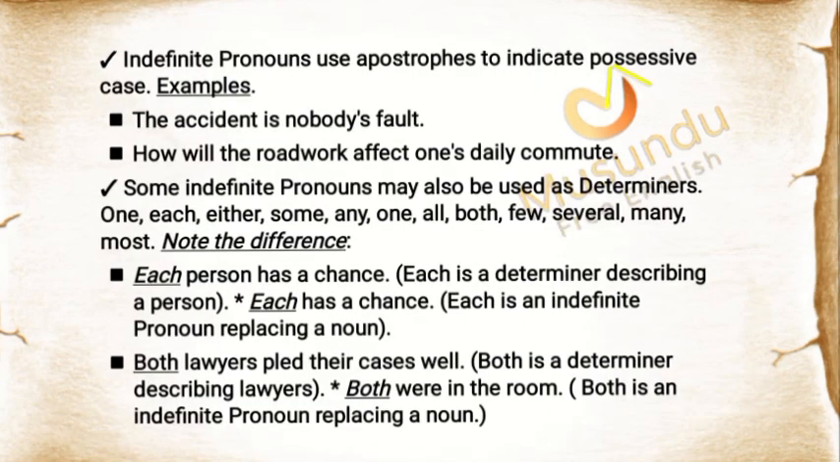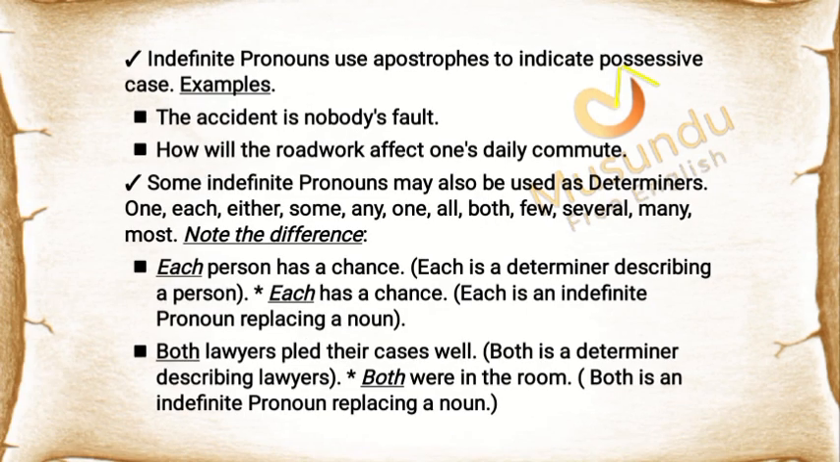Indefinite pronouns use apostrophes to indicate possessive case. Examples, the accident is nobody's fault. How will the roadwork affect one's daily commute? Some indefinite pronouns may also be used as determiners. E.g., one, each, either, some, any, all, both, few, several, many, most.